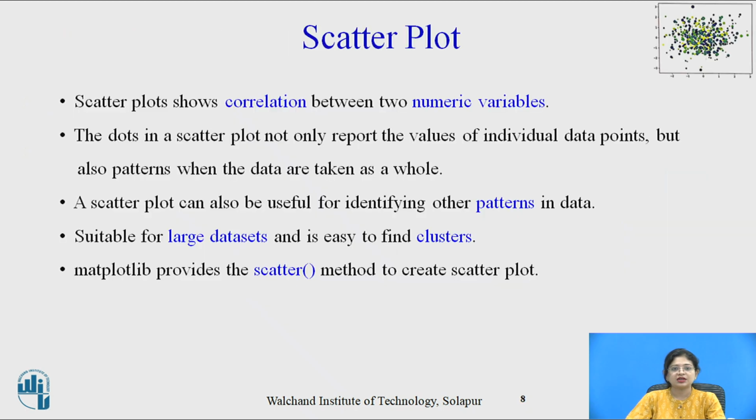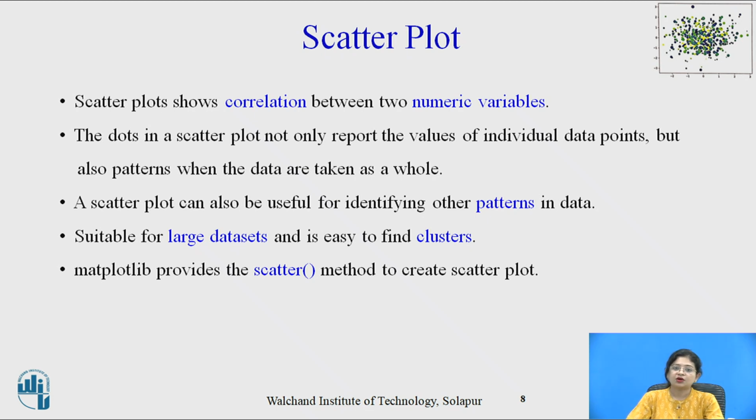Now let us see another type of plot, that is scatter plot. Scatter plot shows the correlations between two numeric variables. The dots in the scatter plot not only report the values of the individual data points, but also patterns when the data are taken as a whole. A scatter plot can also be useful for identifying different patterns in the data. This scatter plot is suitable for large data sets and it is easy to find clusters, a particular group of clusters. Matplotlib provides the scatter function or scatter method to create the scatter plot.